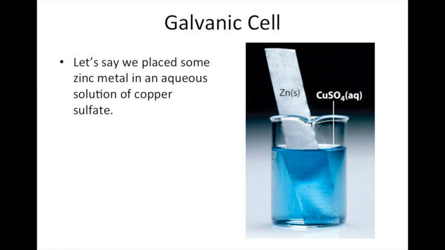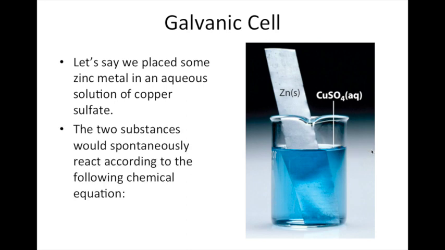So first, let's say that we took a strip of zinc metal and placed it in a copper sulfate solution, like you can see here. The two substances would spontaneously react according to the following chemical equation. The solid zinc would react with the copper sulfate to produce zinc sulfate and copper solid. Now, this reaction only occurs in the forward direction. The reverse reaction does not occur.